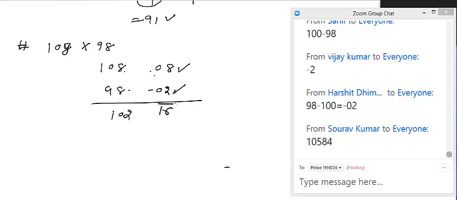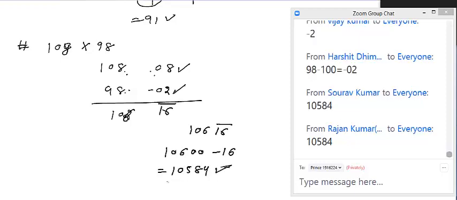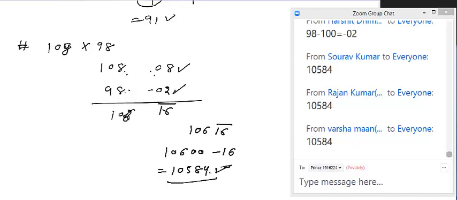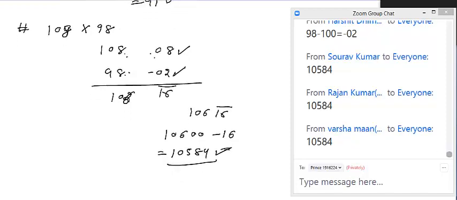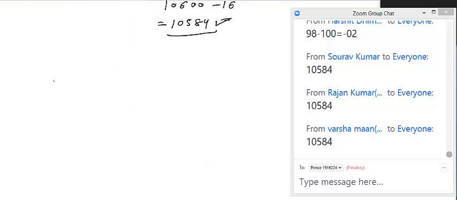16 bar. So this plus this, 106. So you have a 106, 16 bar. So 10600 minus 16, what will you get? 10584. Students, absolutely correct, 100% correct, no doubt about that. You can try one more example, a larger example.